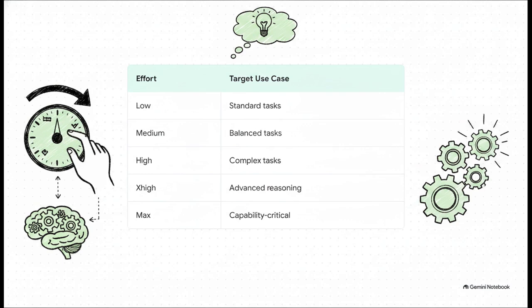So how do you actually control it then? Well, effort is now your primary lever for steering Opus 5's behavior, and it comes with 5 distinct levels. You've got low for your standard everyday tasks, medium gives you a nice balanced approach, high is specifically for complex tasks, X-high really pushes into advanced reasoning territory, and finally you have max. Max is positioned specifically for capability critical work. Those super high-stakes situations where you absolutely need the ceiling of the model's intelligence and reasoning.